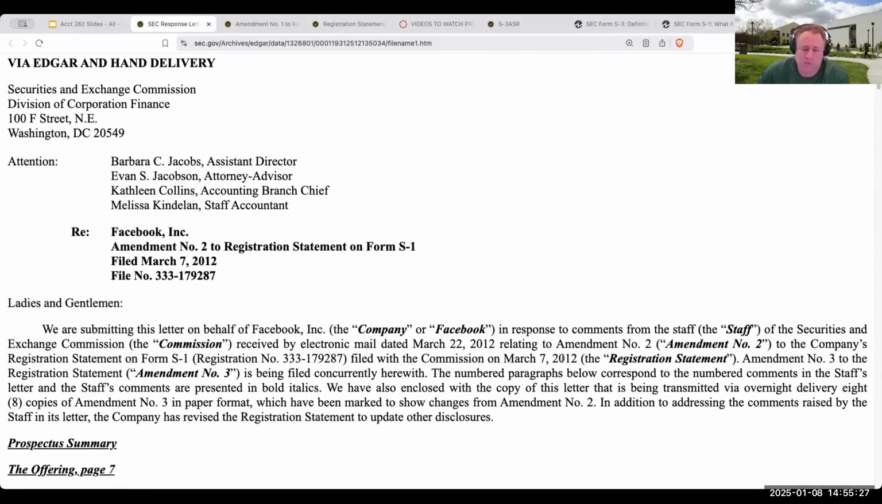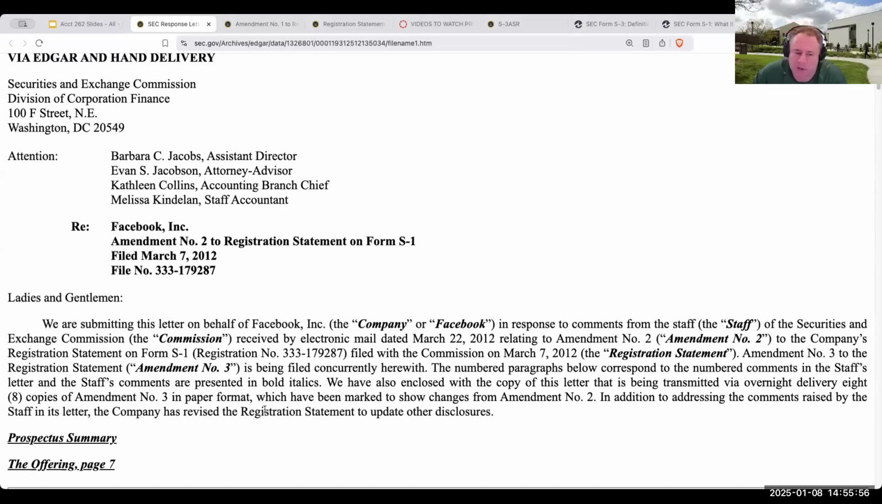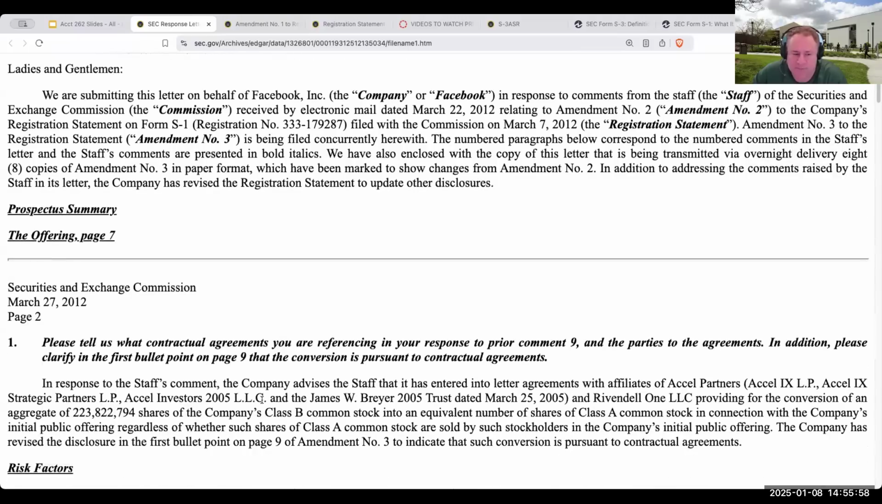And by the way, why are they responding so quickly? It is because in order for Facebook or Meta Platforms to sell stock, they have to have an effective registration statement. So if the SEC doesn't like something that you've disclosed or they want more information, you need to get it back to them quickly. Because if you wait or delay, it's not a good thing. I've been through this multiple times with the companies I've worked for over the years. You want to try to reply as quickly as possible.